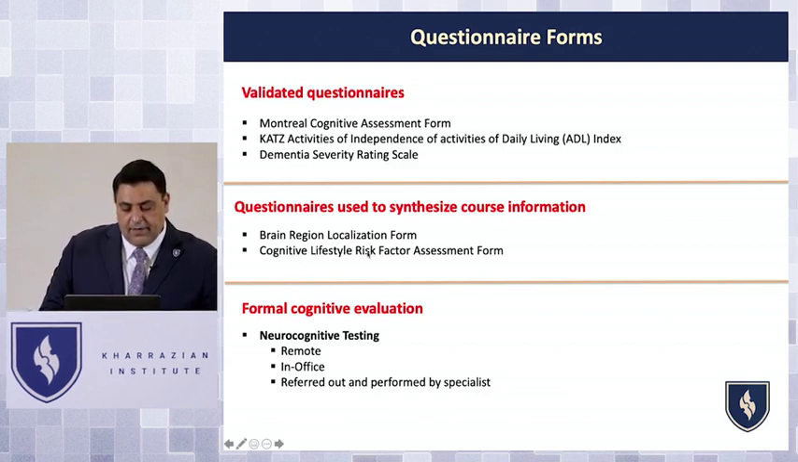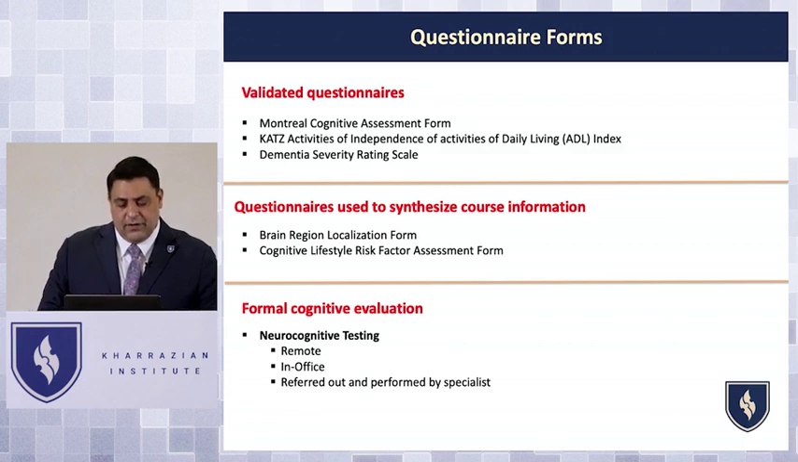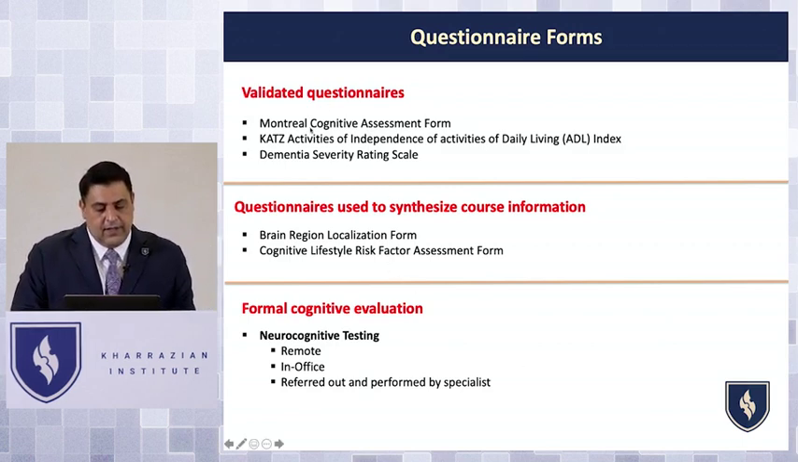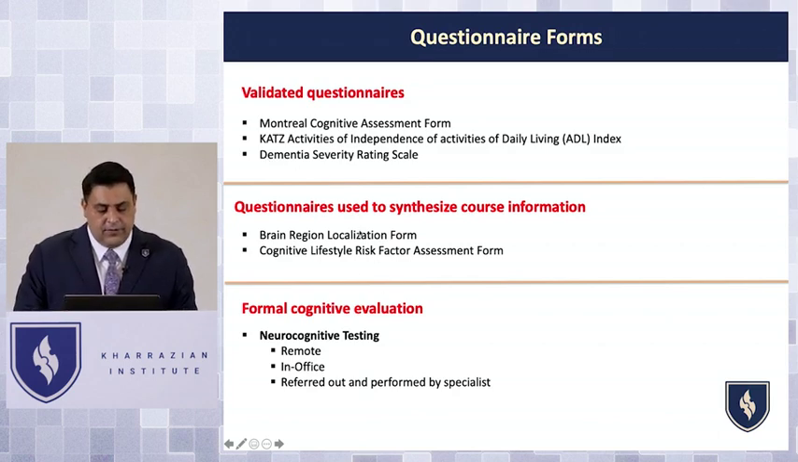And the Cognitive Lifestyle Risk Assessment Form is a form I put together so you can quickly screen for lifestyle risk factors without having to remember everything we talked about in that section of the course. That's just there for you as a checklist to speed things up. So we'll use a combination of these validated forms and these questionnaire forms used to synthesize information in this evaluation section, and hopefully you can use them in your office with great success.